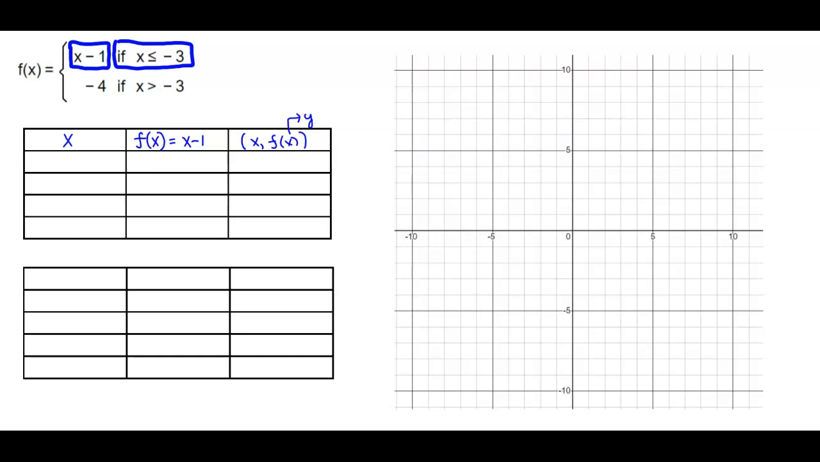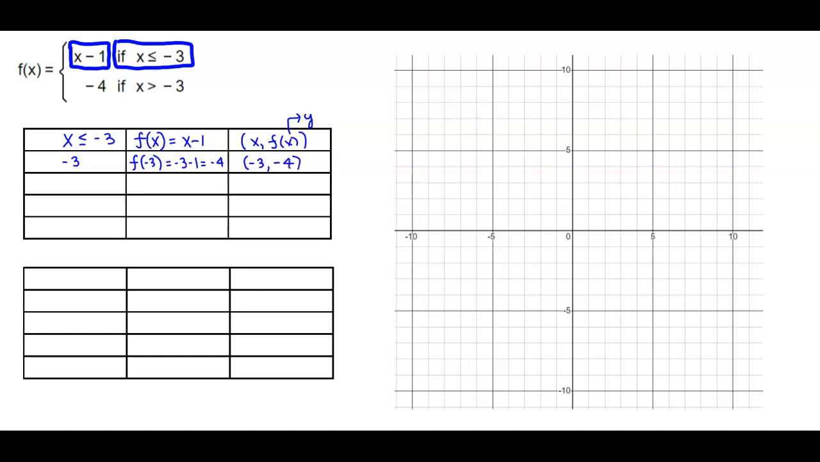Now keep in mind that the restriction means x must be less than or equal to negative 3, so the only values we can pick are x less than or equal to negative 3. Since it's equal to negative 3, we'll pick that as our first value. So we have f of negative 3, and we plug it into the function: negative 3 minus 1 is equal to negative 4. So the ordered pair is negative 3, comma, negative 4.